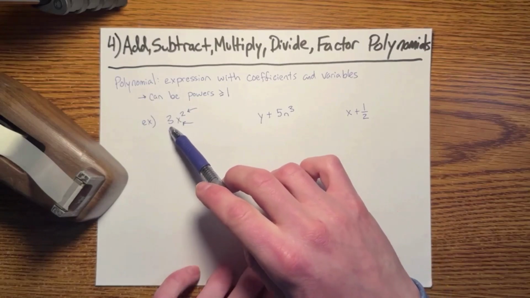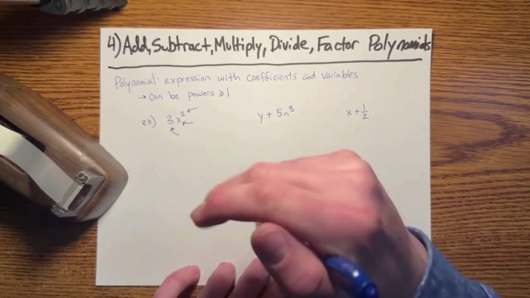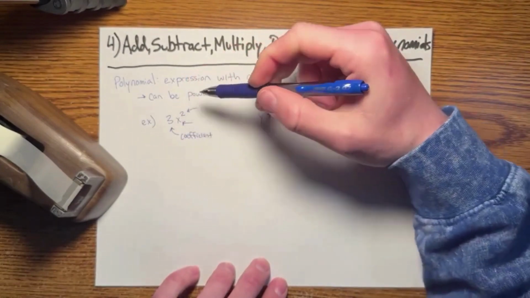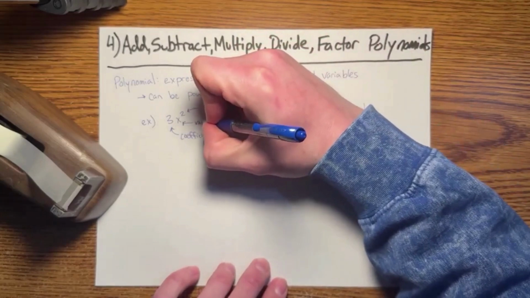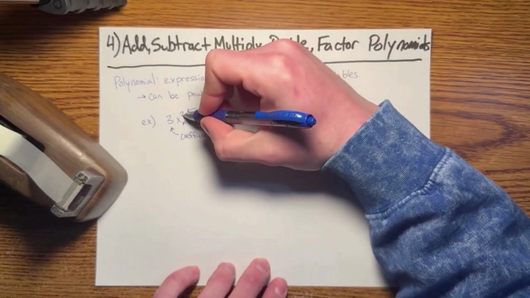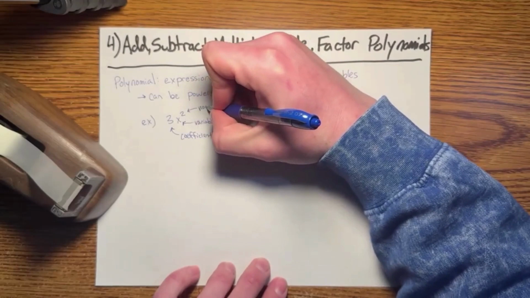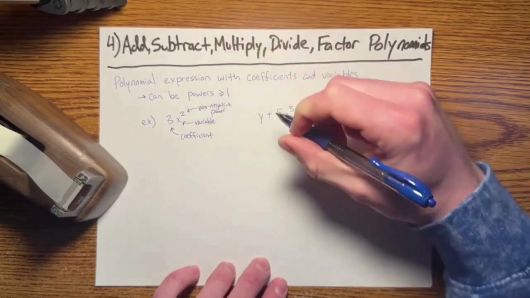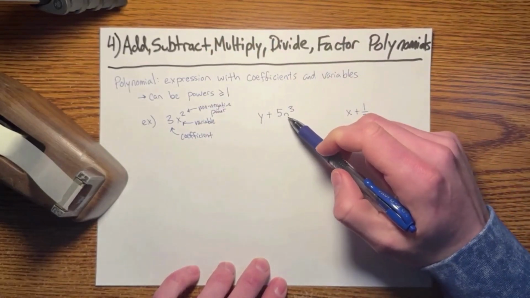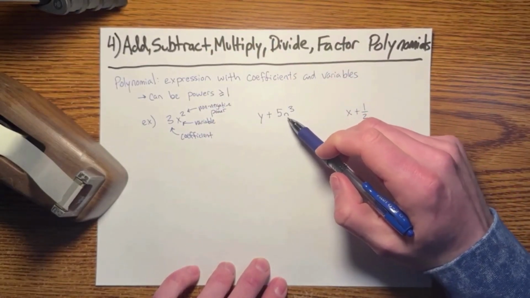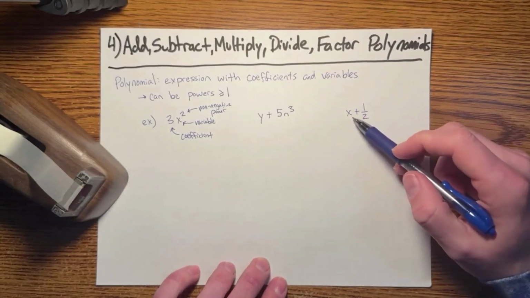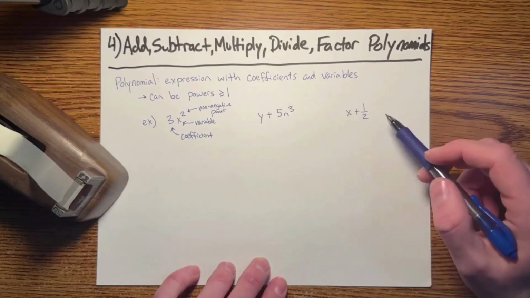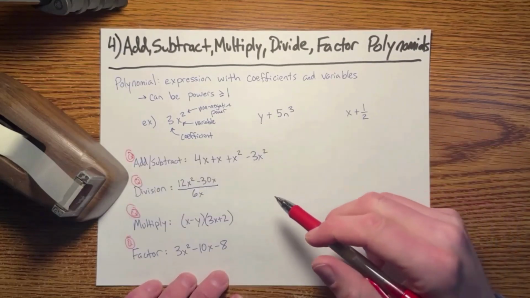So some examples here, this is a polynomial expression. The 3, we call that a coefficient, and this goes for anything looking like this in general. The x, we're calling the x the variable. And then we have that raised to the power of 2. So anything that's a non-negative power is going to qualify as a polynomial. Other examples here, you can have multiple variables, y plus 5n to the third. Another example of a linear polynomial expression would be x plus 1/2. We've seen those before. Let's run through an example of each.